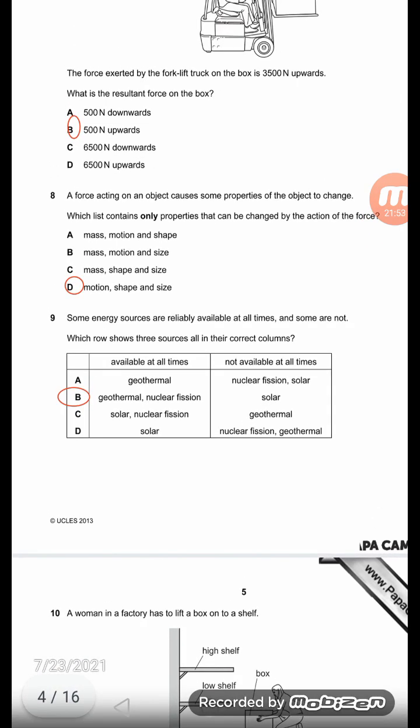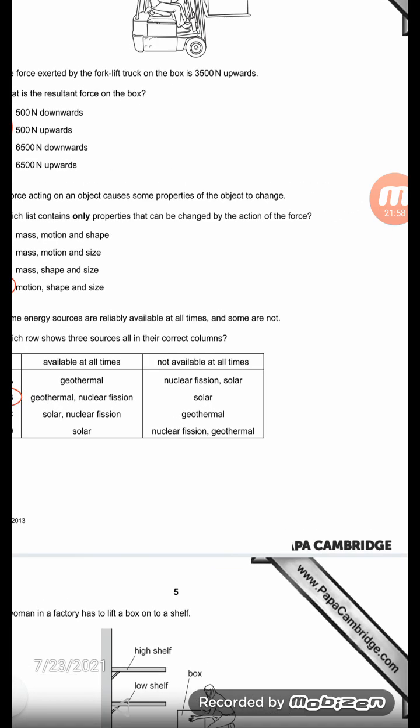Some energy sources are already available at all times. Okay, just leave this one.